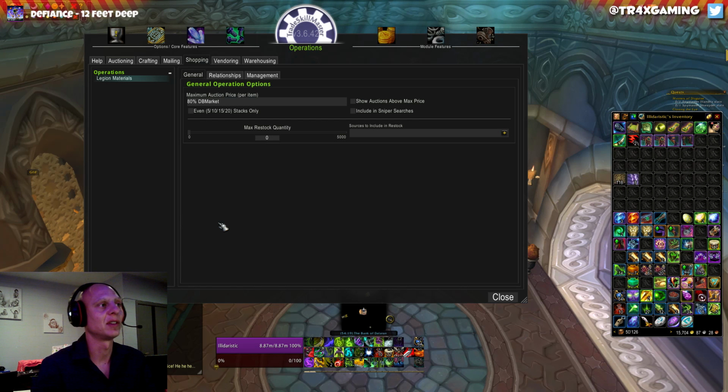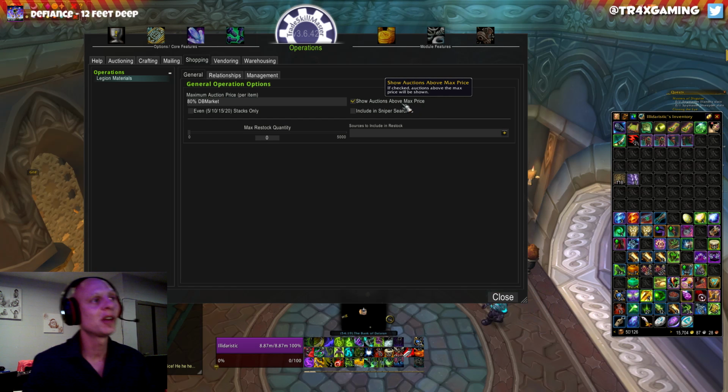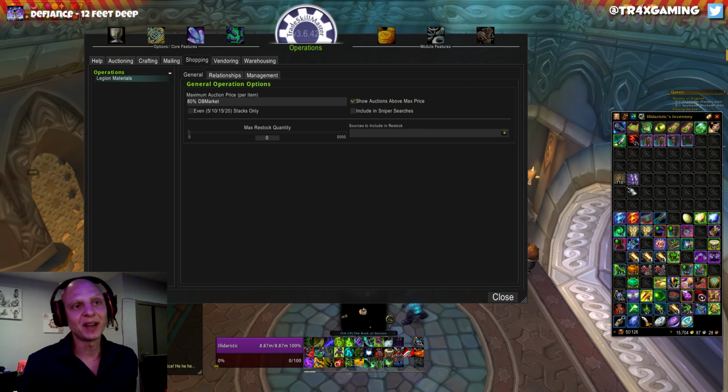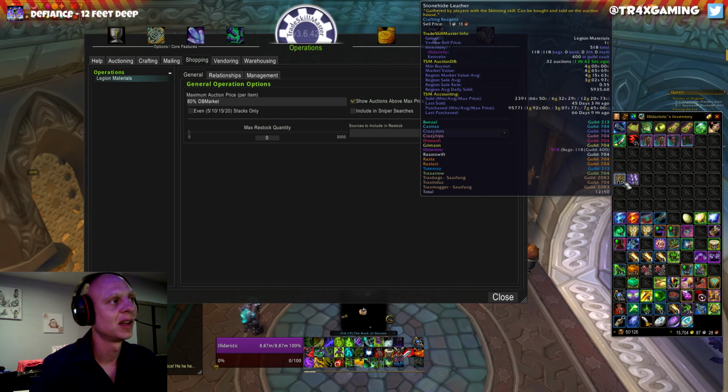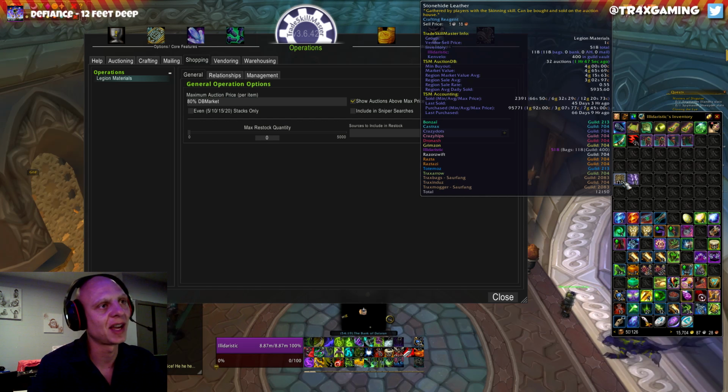I want to see everything. And you could select show auctions above max price. Maybe you need 1000 stonehide leather and you only get to see 800. You need one more stack.